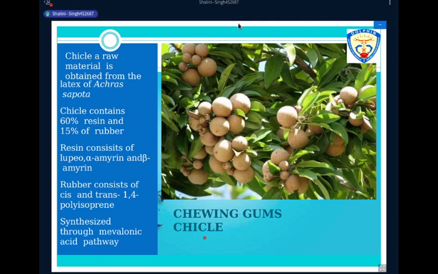Chewing gums, chicle gum. Chicle is the raw material which is obtained from the latex of Achras sapota. Chicle contains 60% resin and 15% rubber. So this is natural chewing gum source. Resin consists of lutein, alpha amyrin and beta amyrin. Rubber consists of cis and trans 1,4-polyisoprene. And these are synthesized through the mevalonic acid pathway again.